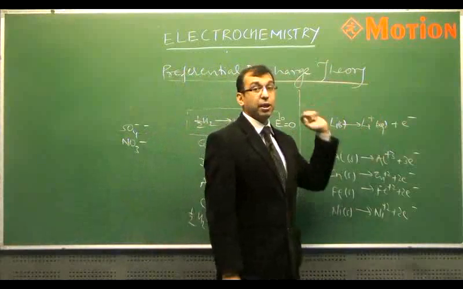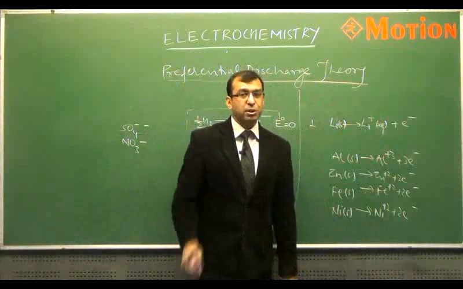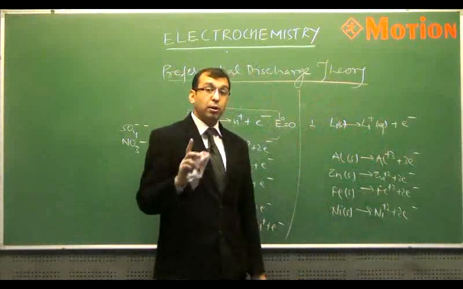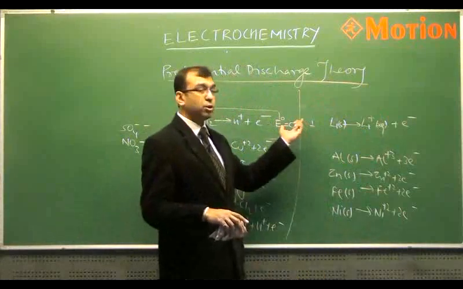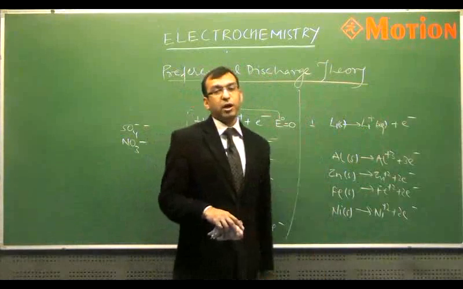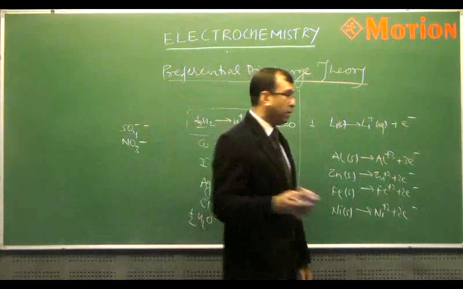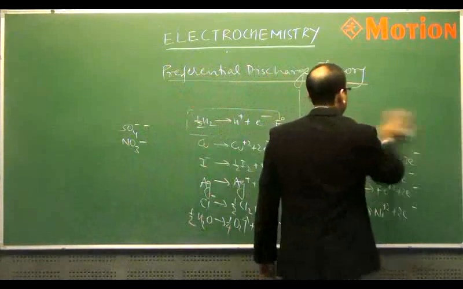It's the Li plus aqueous. Li plus aqueous can accept electron, no doubt, but what would be the E naught? This would be at the bottom of that reduction potential table. So well, let's talk about the cathode.